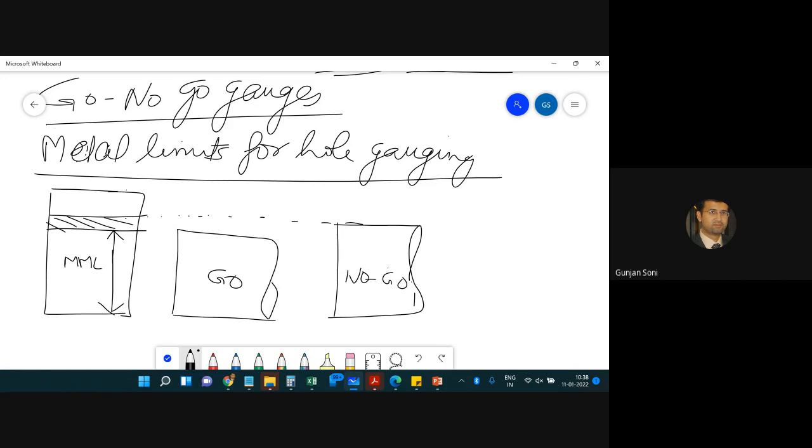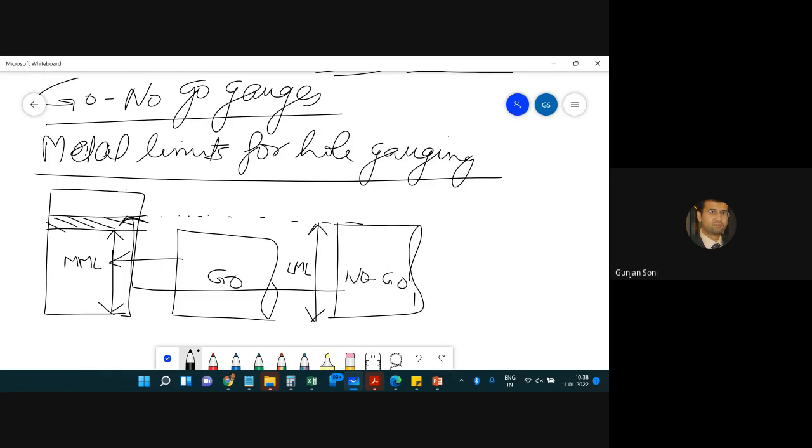Okay, so this is your lower metal limit of hole. And this is your maximum metal limit for hole, this one. So your go gauge is designed for MML and your no go is designed for lower metal limits. This is for hole gauging. Now try to make metal limits for shaft gauging similarly.